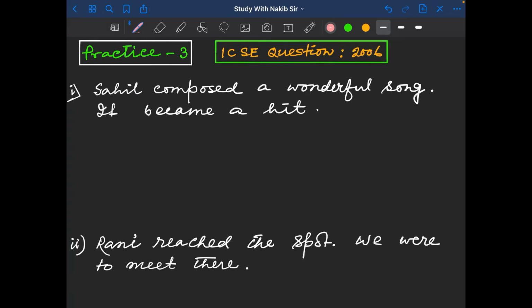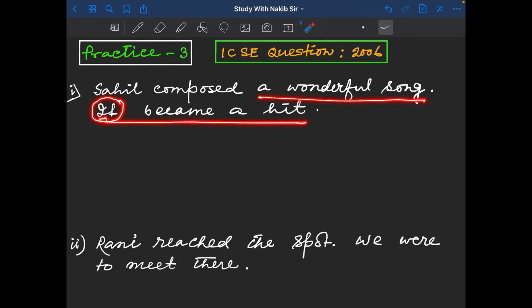It became a hit. See here. See the nature. It became. It means the wonderful song. So in place of it, use which and add the second sentence to the first sentence. You will get your combined sentence. Now see.